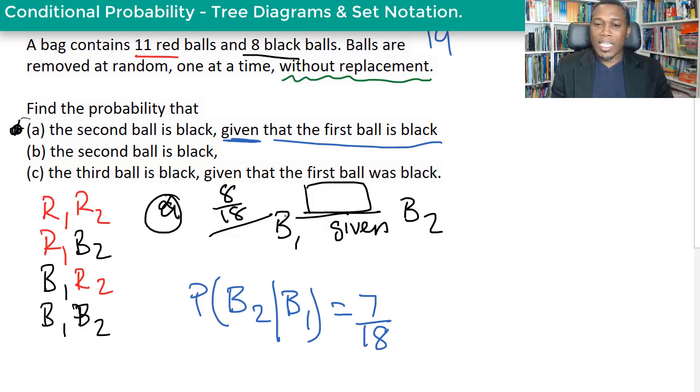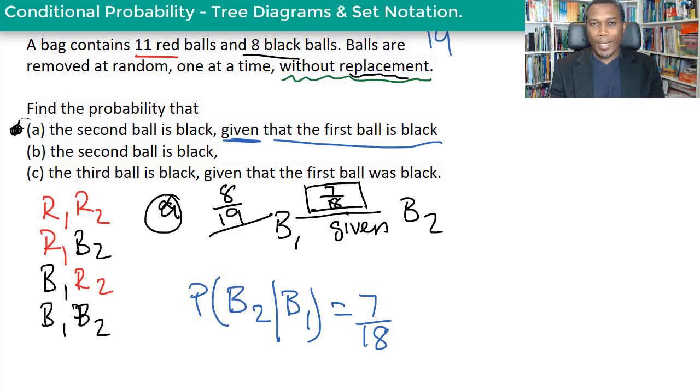And it's 7 on 18, because without replacement, we now have 17 left. We only have 17 balls, and if the first one was black, there were 8 initially, 1 is out, so we have 7, and I put the wrong probabilities. Oh my goodness, I'm thinking about the condition. It's 8 on 19 for the first one. Let's just correct that. And then the second one, the condition, if 1 is out, there's 18 left, and it's 7 on 18. So that's the key idea.